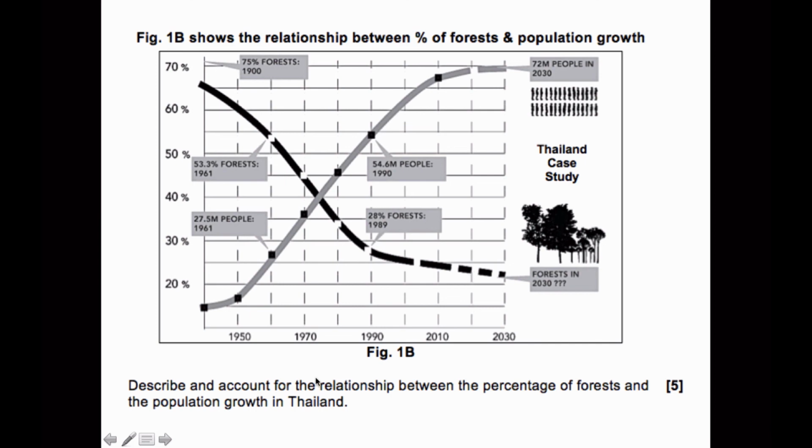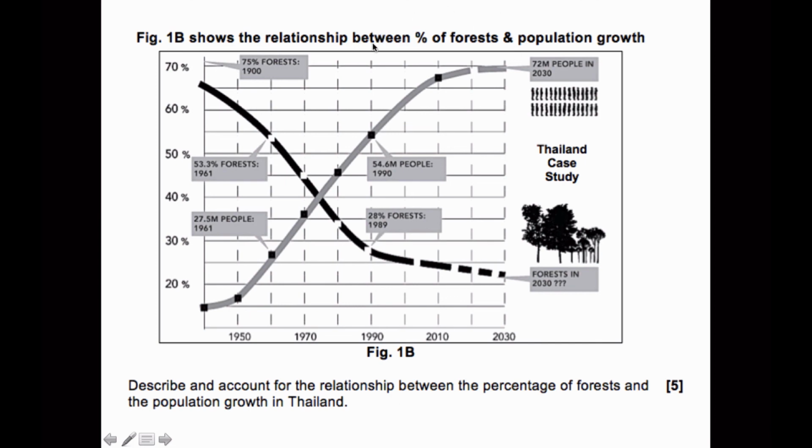Now, once we have the relationship, it is time to account for the relationship. How do we do a start and end for this question? You will realize that the relationship is the ending point. So what is the starting point that leads to this relationship at the ending point? What is it that causes forests to decrease as population increases?